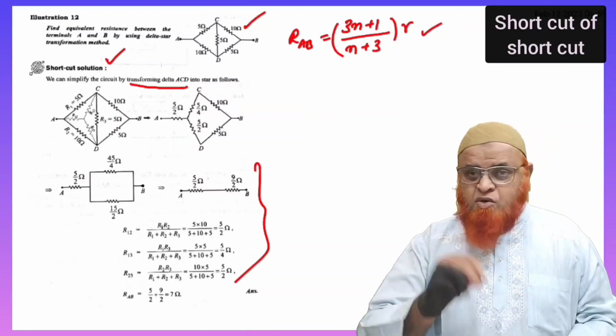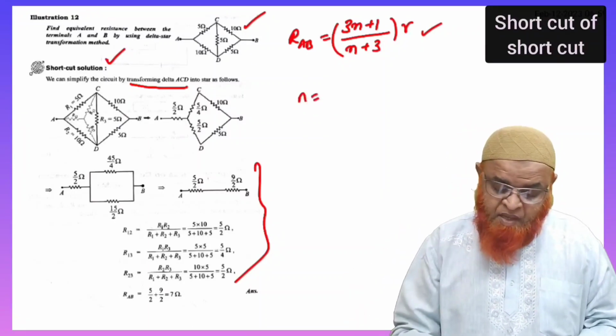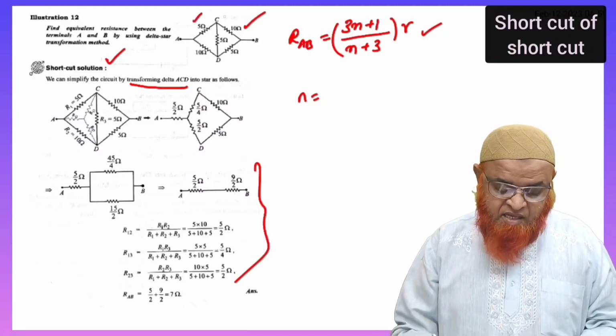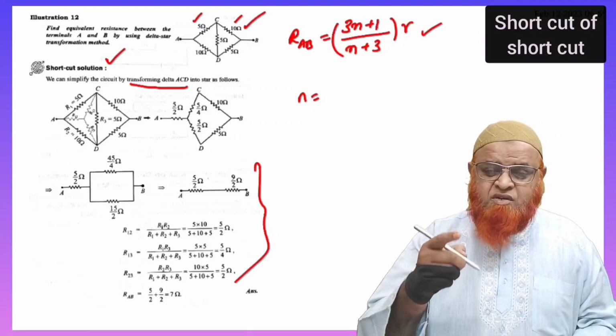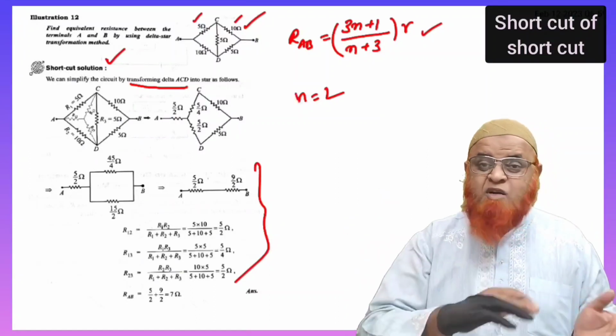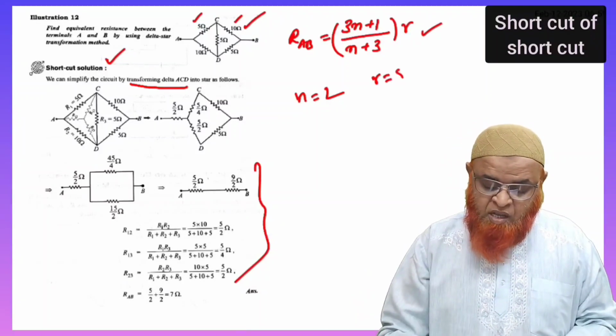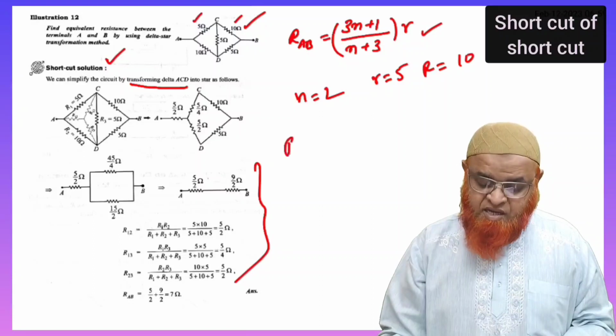That is RAB is equal to (3n plus 1) by (n plus 3) into r. Here what is n? Here 5 is there, here 10 is there. How many times is 5 of 10? So that is n equal to 2, because 5 twos are 10. Then what is small r here? Small r is 5 and capital R is going to be 10 here.